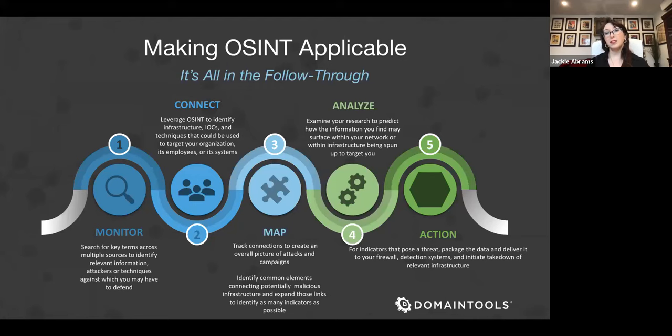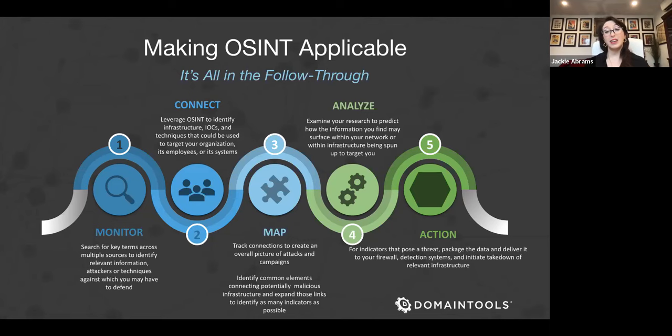Once you do that, you'll want to examine all of your research, the articles, the reports, the indicators that you've collected, to predict how the information that you may find could surface within your network or within infrastructure that's being spun up to target you. And then once you know that and you have your hypothesis, you want to take action on it.